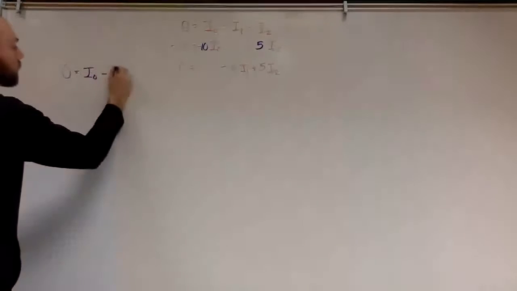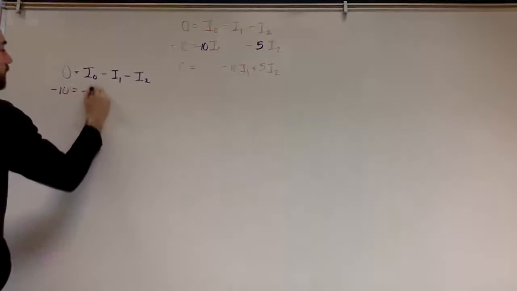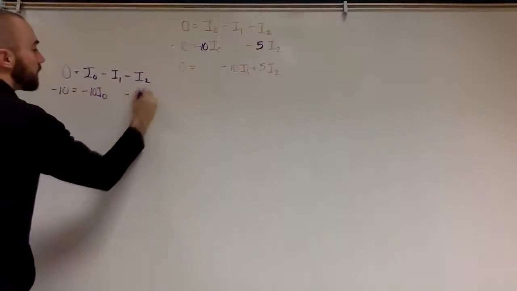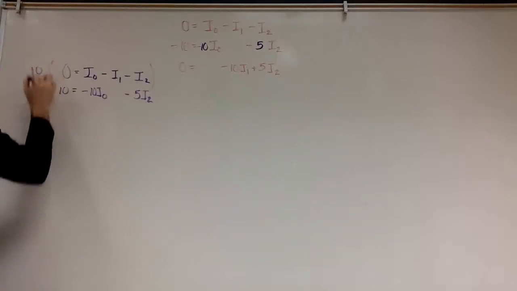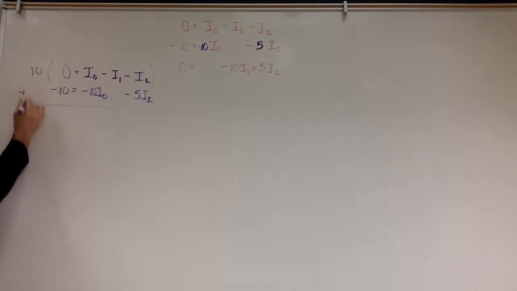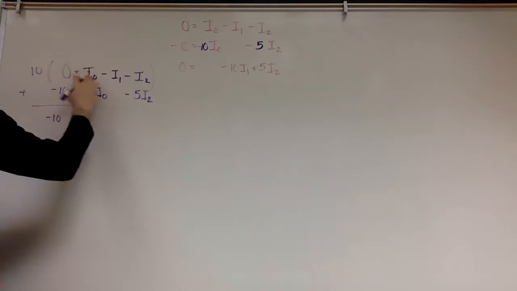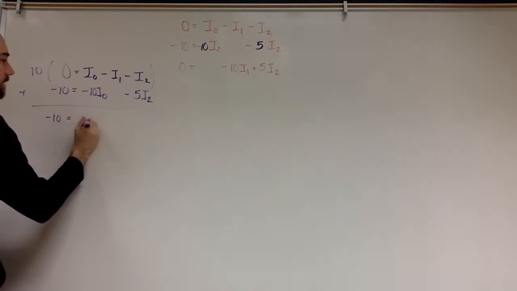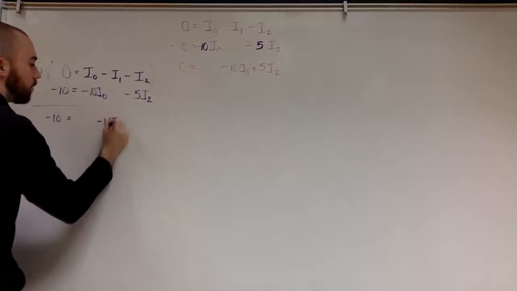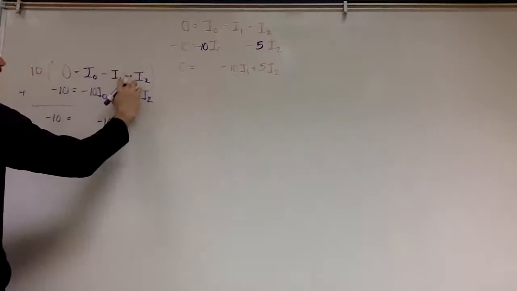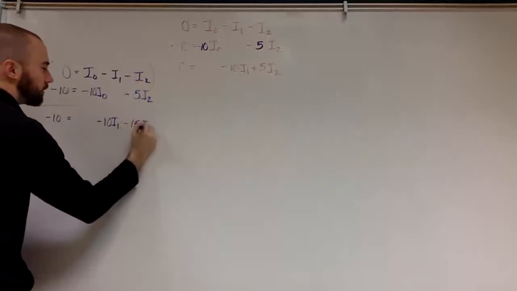So here's I0, I1, I2, in this equation: minus 10 I0, minus 5 I2. I'm trying to cancel out I0, so I'm going to multiply this equation up here by 10 and then take their sum. So now I have negative 10 on this side, 0 times 10. Up here I have 10 I0 minus 10 I0, so that's going to give me 0. Then I have minus 1, but it's multiplied by 10, so that's minus 10 I1. And then I have negative 10 I2, negative 5 I2, so I have minus 15 I2.